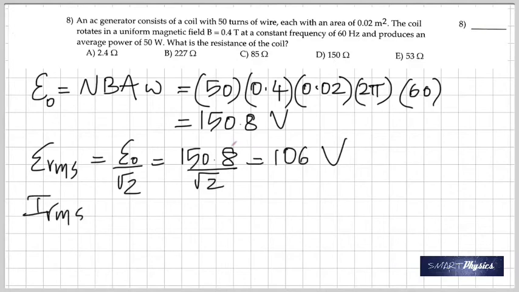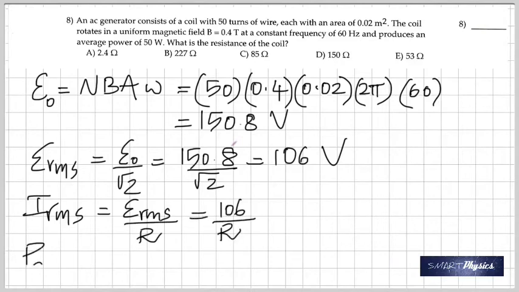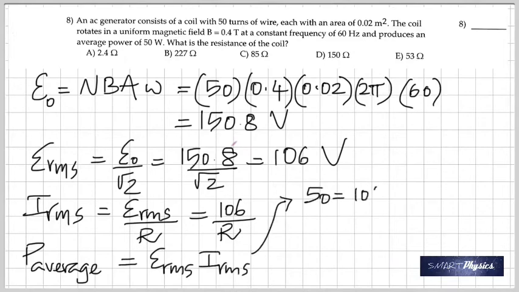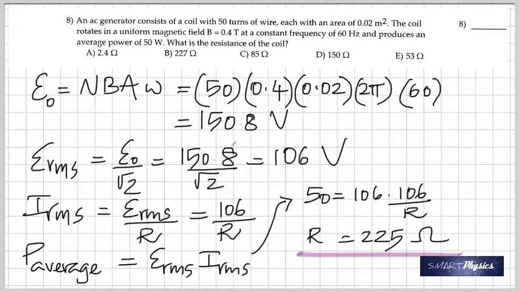And then the IRMS is ERMS divided by the resistance, that's just Ohm's law. And then average power is just the product of ERMS and IRMS. Okay, that's average power. So that will be 50, which is given as 50. So 50 is equal to that. Solve that equation to find the resistance. 225 ohms.